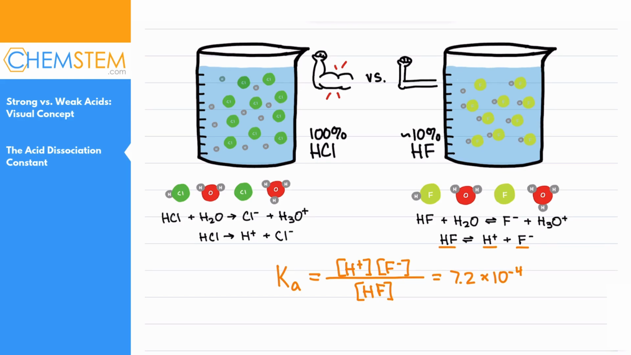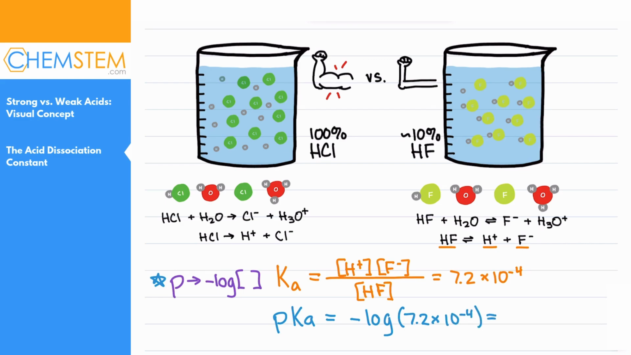So the Ka value for hydrofluoric acid is pretty small, and they get even smaller. However, if we take the negative log, that's what P means. P means negative log of, so something definitely to know, that we have P, and it translates to the negative log of whatever is after it. So the pKa is literally just equal to the negative log of the Ka value, which is 7.2 times 10 to the negative 4. And that's going to give us a reasonable looking number of about 3.14.